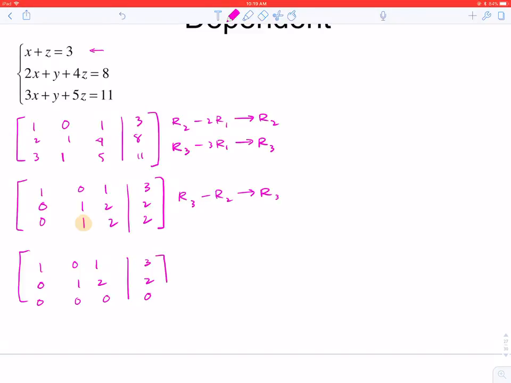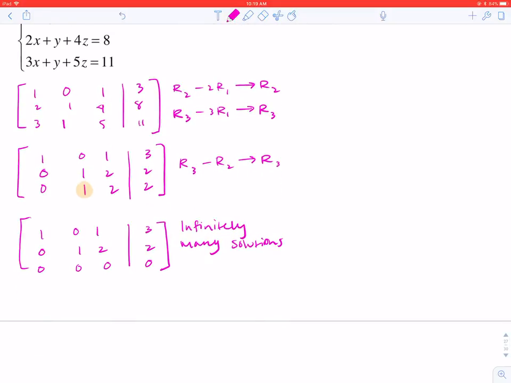We just end up with our row of all zeros. So here we can tell there's going to be infinitely many solutions. Okay, so basically all three of these planes are going to intersect in a line. We want to be able to represent the infinitely many solutions, or the entire solution set.